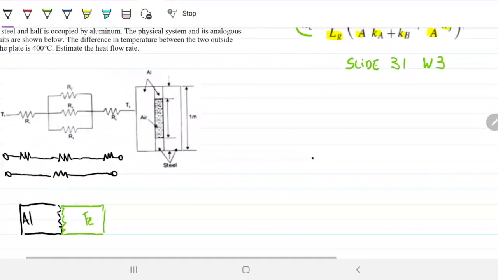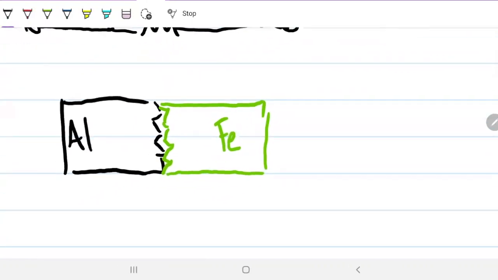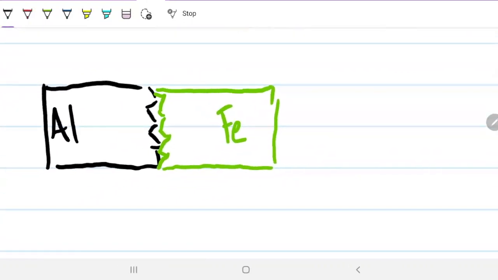Okay, so this is what we have. We have an aluminum slab placed next to a steel slab. Because these are rough on this side, the contact is not perfect. So it's not all the steel that's touching all the aluminum. What we have in reality is some air pockets there. So we have three things interacting: aluminum, steel, and air.